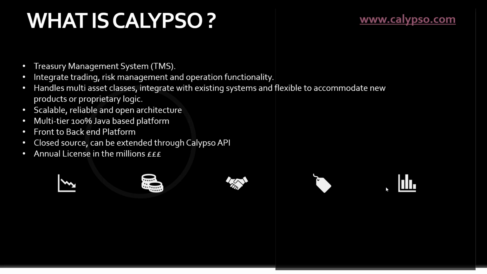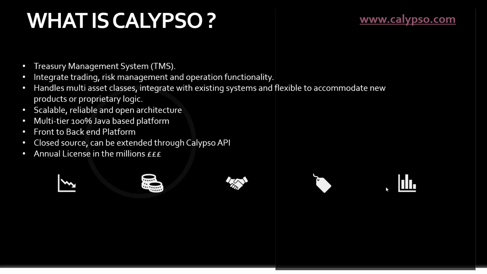It's a multi-tier, 100% Java-based platform. So if you start learning core Java and some of the frameworks used in Calypso, like Spring, you will then be able to pick up and develop. It's a full front to back end platform, which means it's not just a front end or middle office or back office system, it's a full front to back. Another product that Calypso had was called Bank in a Box. So pretty much you can run the whole bank with this application.